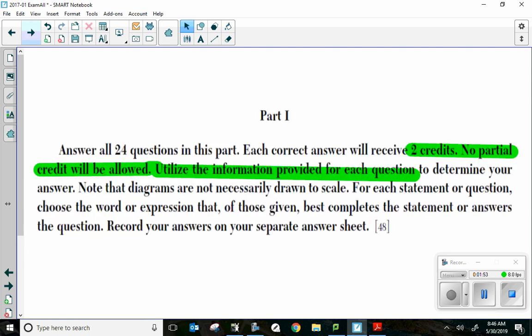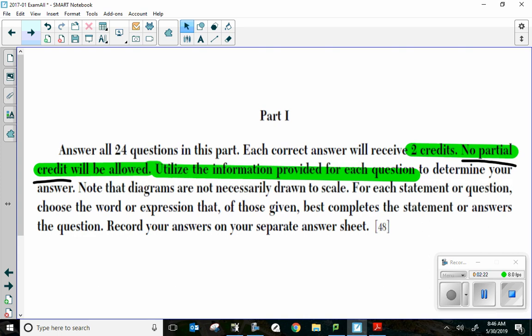Okay, part 1, this is the multiple choice. There are 24 questions. They each get 2 points, 2 credits per question. A lot of kids, I say this all the time, I love me multiple choice because the answer is there. I like multiple choice, but I don't like it because there is no partial credit. You can be 99% correct and make 1 minor mistake, and you get nothing.